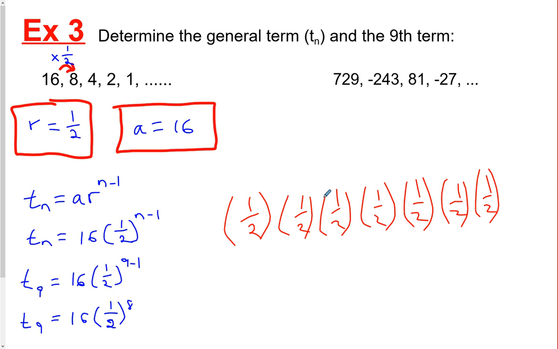Did I get 8? 1, 2, 3, 4, 5, 6, 7, one more. It's really that, right? So our shortcut was that we can take the exponent and apply it to the numerator and the denominator of that fraction. That's going to be kind of like a shortcut for us.